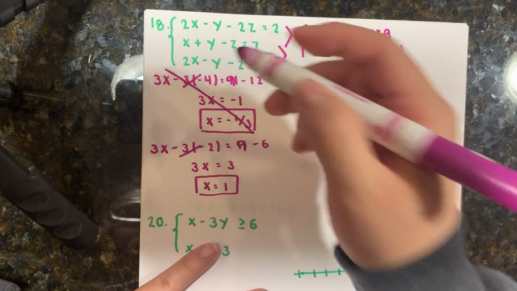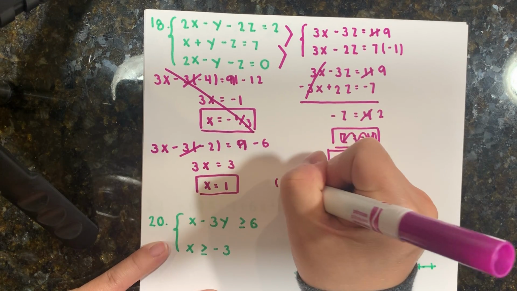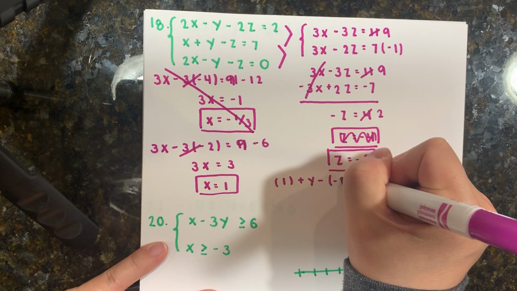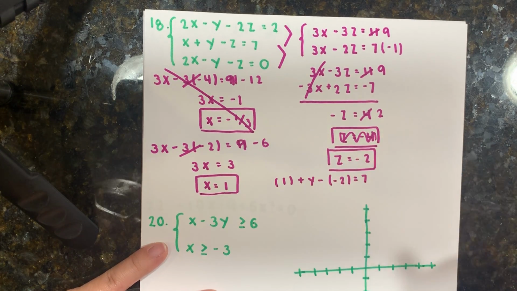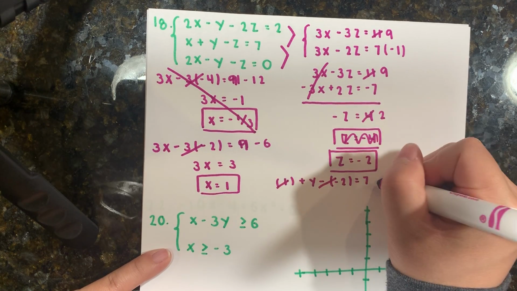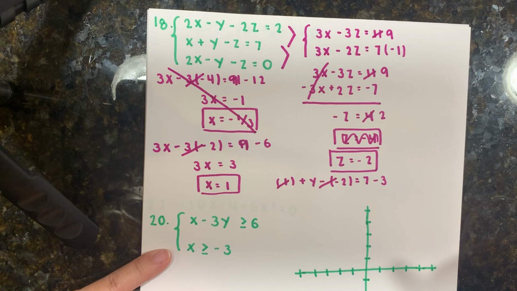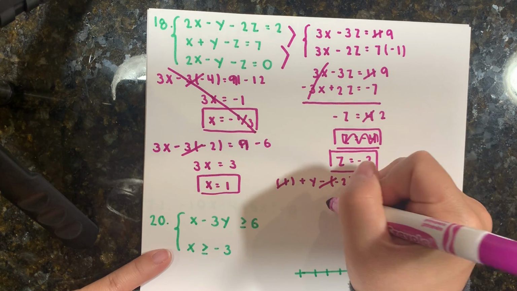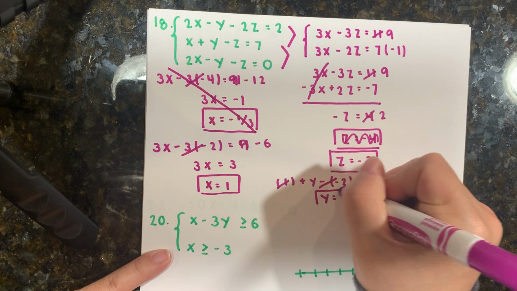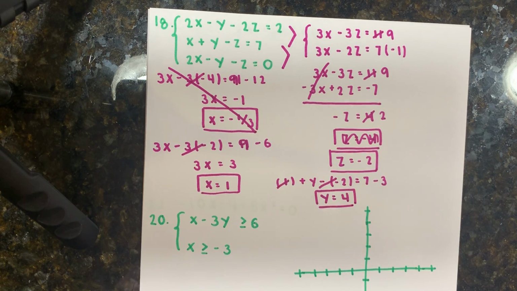So now I'm going to go to the middle equation, which is going to be 1 plus y minus negative 2 equals 7. So 1 plus 2 is 3. So if I move the 3 to the other side, I'm going to subtract 3. And then I would get y is equal to 4. So I'm sorry for the confusion. I hope you were able to catch back up on that one.